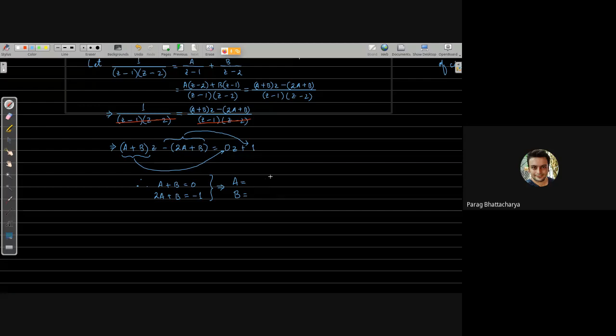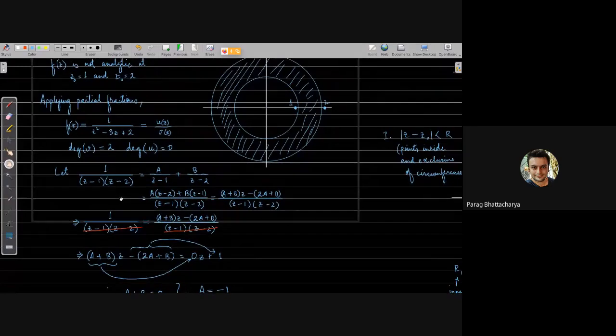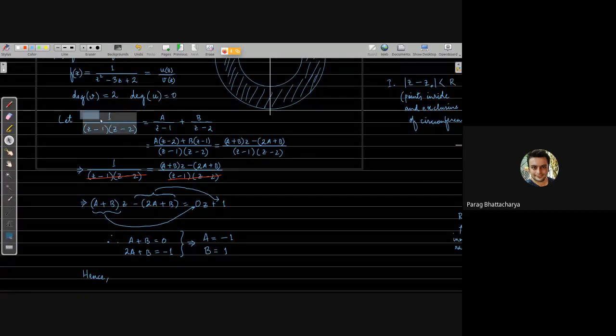So A equals minus 1 and B equals 1. Very good. A equals minus 1 and B is equal to 1. So hence we have this. Originally, what did we assume? We assumed that f of z is this, right? This is what we had assumed.